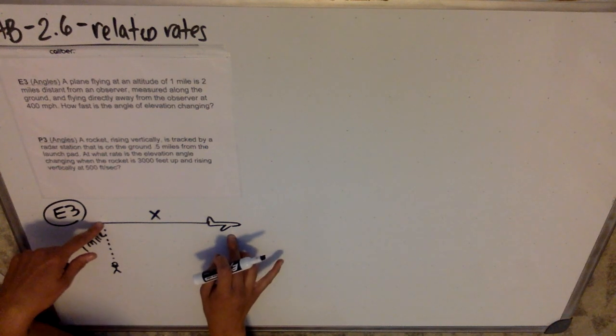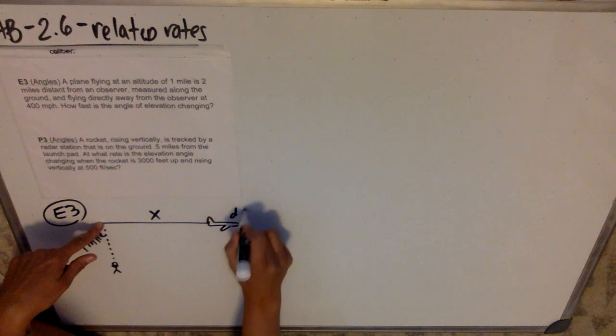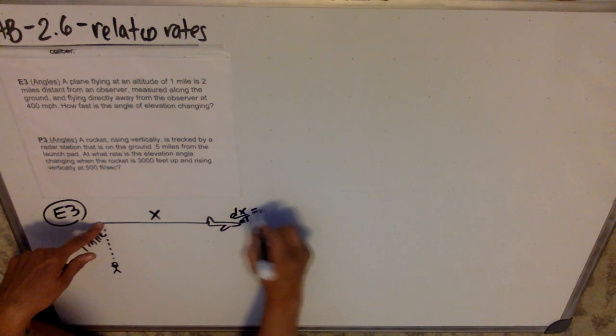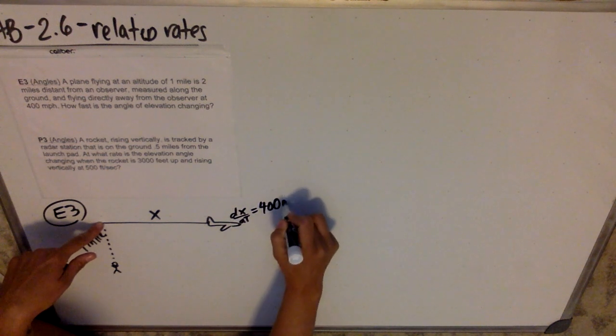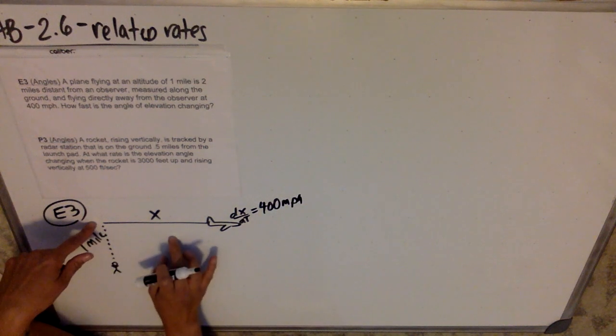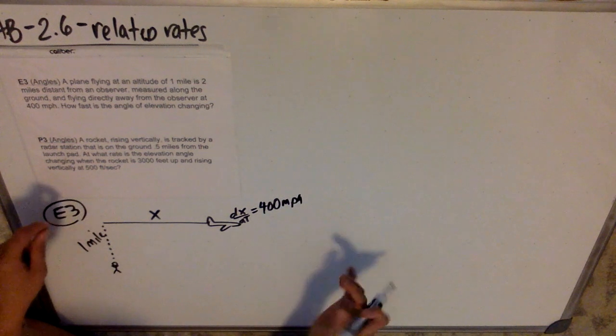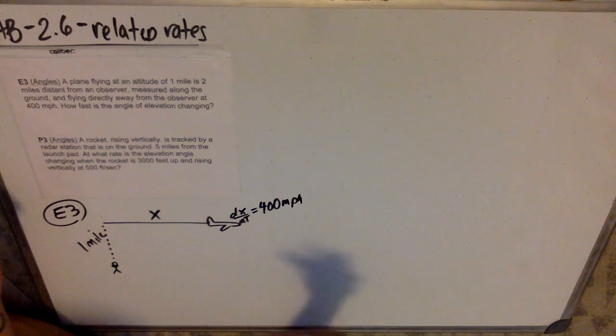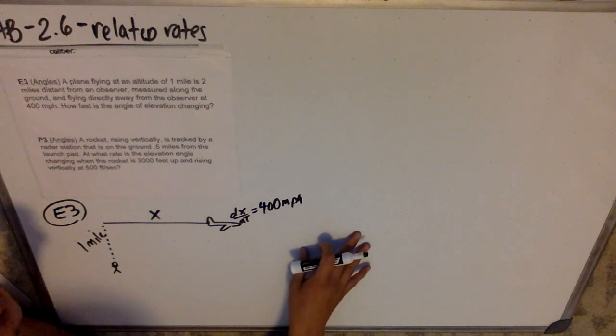Lift and everything. So what I do know is that I know how fast the plane is flying. It's dx/dt, because I used x for the plane this time, and I know it's a positive 400 miles per hour. It is positive because as the plane flies, x will physically get longer, right? Because the plane is moving away from the observer. If the plane were moving towards the observer, then it would be a negative 400.